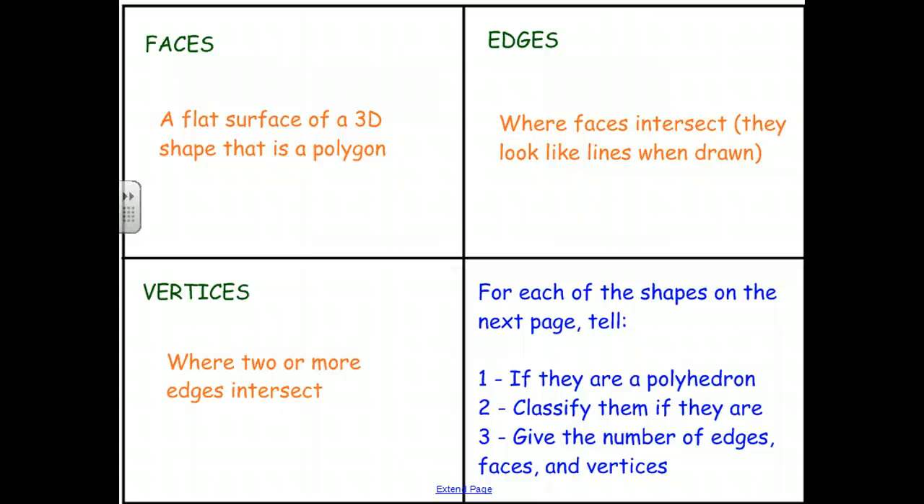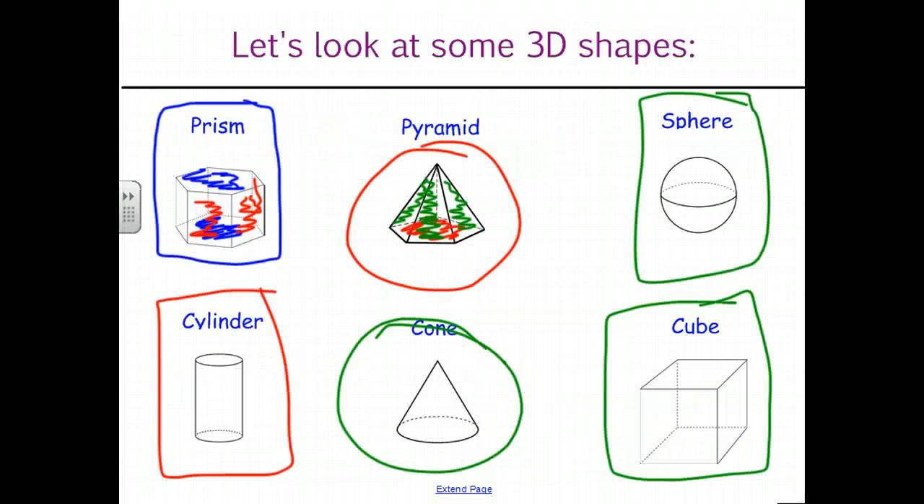An edge is where two faces intersect. When you draw them, they look like lines. This is an edge from this pyramid. This is an edge from this pyramid. This is an edge of the cube, etc.